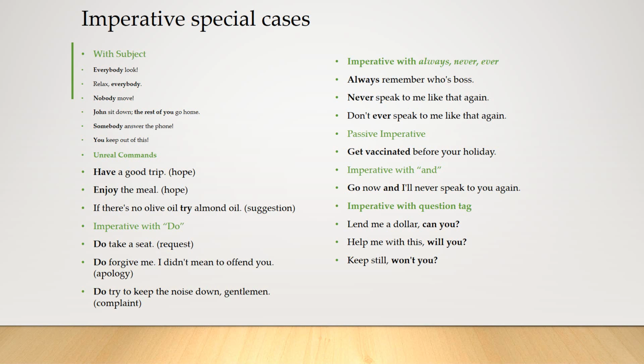Secondly, unreal commands. We often express hope and make suggestions with the imperative forms, but these are not real commands.